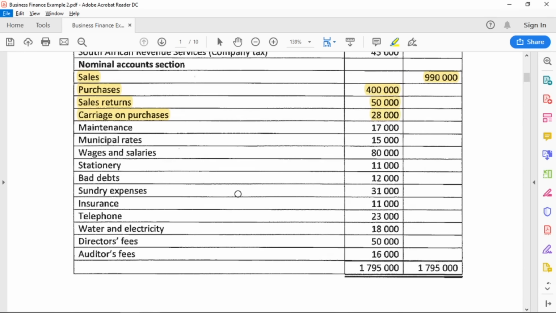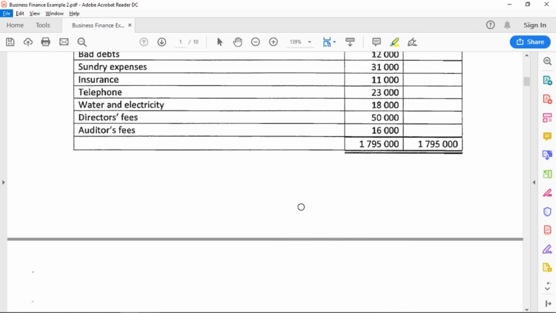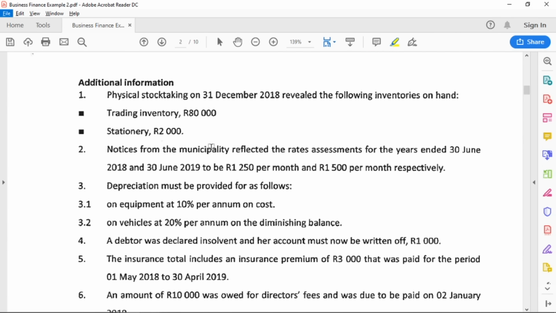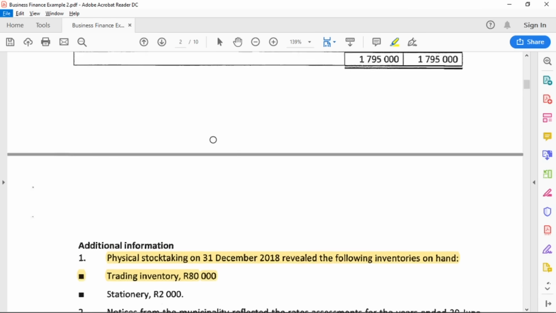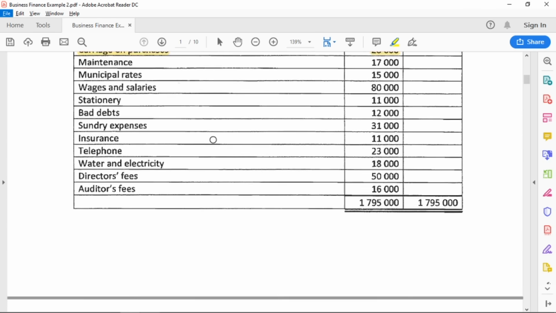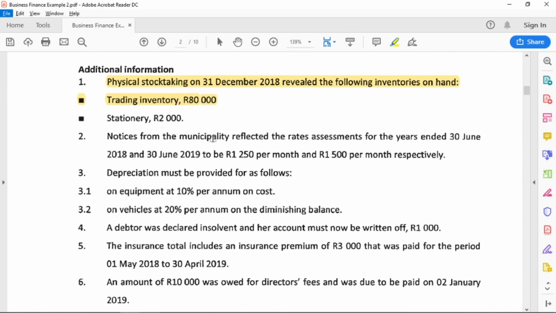Now, if you look through the question here, maintenance and expense, municipal rates expense, wages and salaries expense, stationery expense, bad debts, sundry expense, insurance, telephone, water and electricity, director's fees, auditor's fees. So these are all expenses. So we're going to expense them. So we have no income over there, and we will look at our additional information. Okay, let me highlight this one here. I forgot to highlight this one because we completed it. Is there anything that I didn't highlight? No. So we are still good. So we have no other income over here.